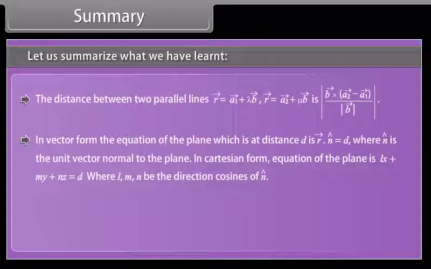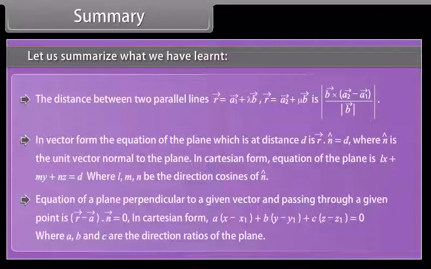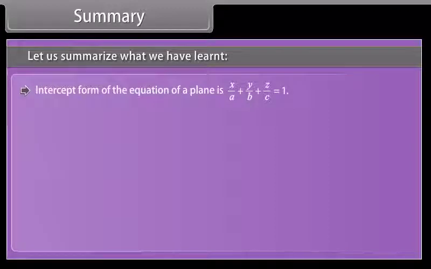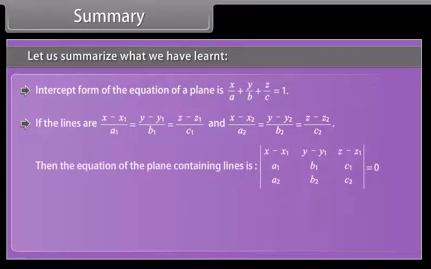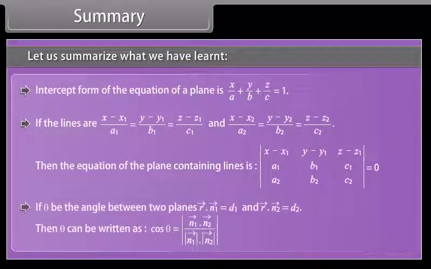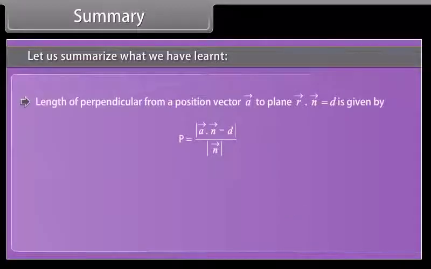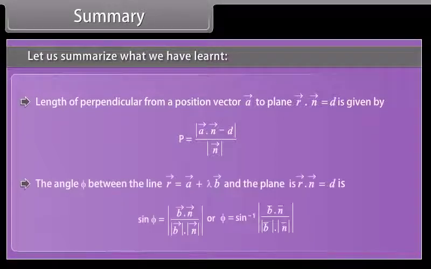In Cartesian form, the equation of the plane is as follows, where l, m, n are the direction cosines of n cap. The equation of a plane perpendicular to a given vector and passing through a given point is, in Cartesian form, as follows, where A, B and C are the direction ratios of the plane. The intercept form of the equation of a plane is as follows. The equation of the plane containing two lines is as follows. If theta is the angle between two planes, then theta can be written as follows. The length of the perpendicular from a position vector A to a plane is given by the following, and the angle phi between the line and the plane is as follows.